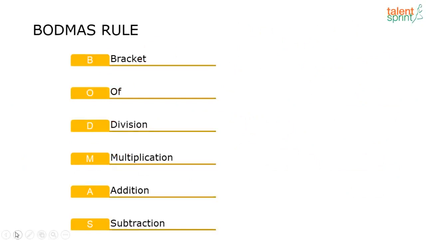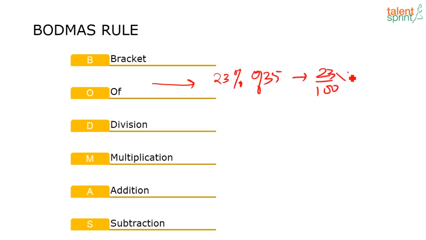So this is the BODMAS rule, brackets, of, division, multiplication, addition and subtraction. Now what is this of? As we said, see, if it is 23% of 35, that is nothing but 23 by 100 into 35, correct? So that is what of means. Whenever in a question it is given, bracket has the highest precedence, followed by of, then division, multiplication, addition and subtraction. Generally addition and subtraction can have the same precedence.